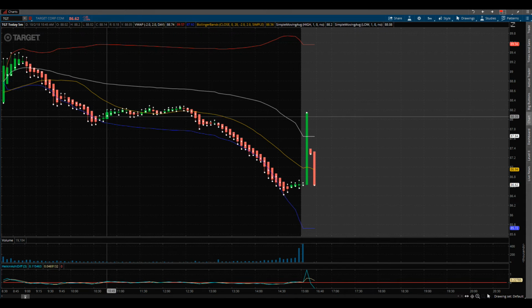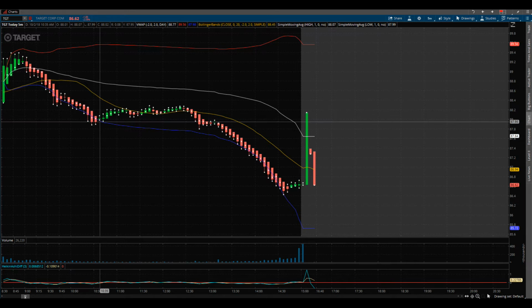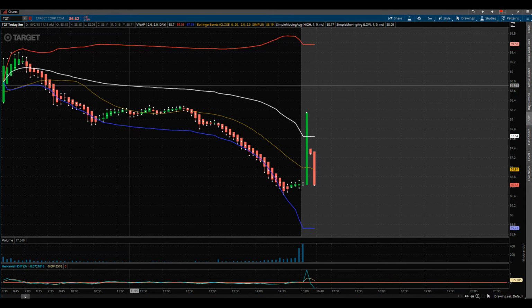Do we not take an entry? What's the situation? We have no way of knowing that as we pull off of this lower VWAP band, oversold, that we're just not going to shoot back up. And that's our target. VWAP is right there.